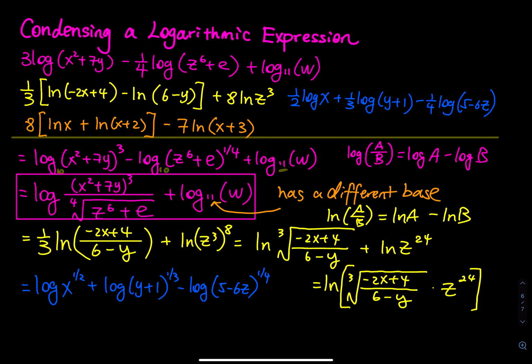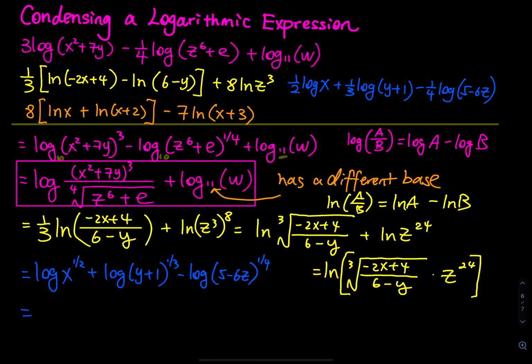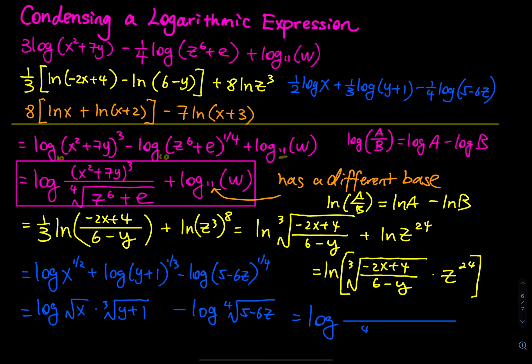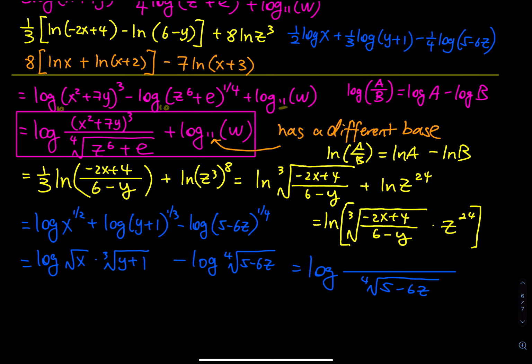And then plus means we multiply, right? So we can do a log and then square root of x times the cube root of y plus 1, and then we subtract the last term, which is the fourth root of 5 minus 6z. Subtraction means we divide, so that is equal to, we have a big log and then we prepare a division. This is the fourth root of 5 minus 6z, and then the top we have square root of x multiplied by the cube root of y plus 1. And then this is the final answer.